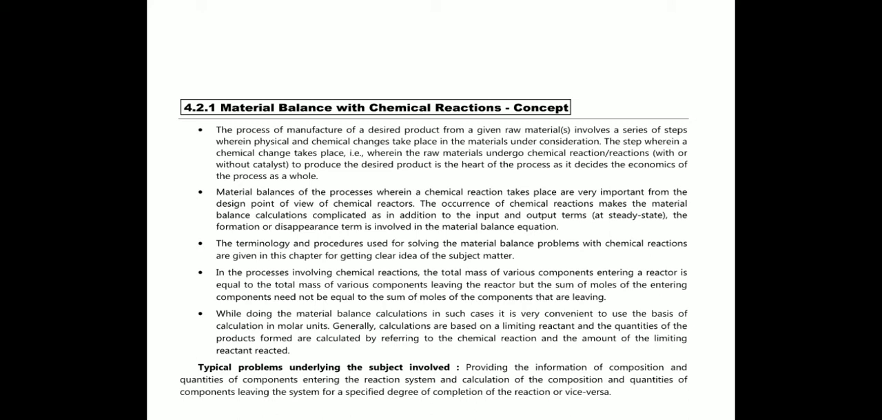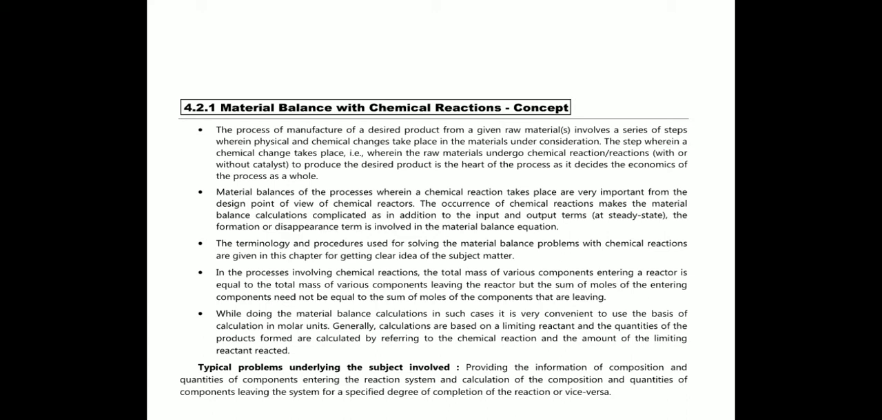Material balances of processes wherein chemical reaction takes place are very important from the design point of view of chemical reactors. The occurrence of chemical reactions makes the material balance calculation complicated, as in addition to the input and output terms at steady state, the formation or disappearance of material is involved. The terminology and procedure used for solving material balance problems with chemical reactions are given in this chapter for getting a clear idea about the stoichiometry.